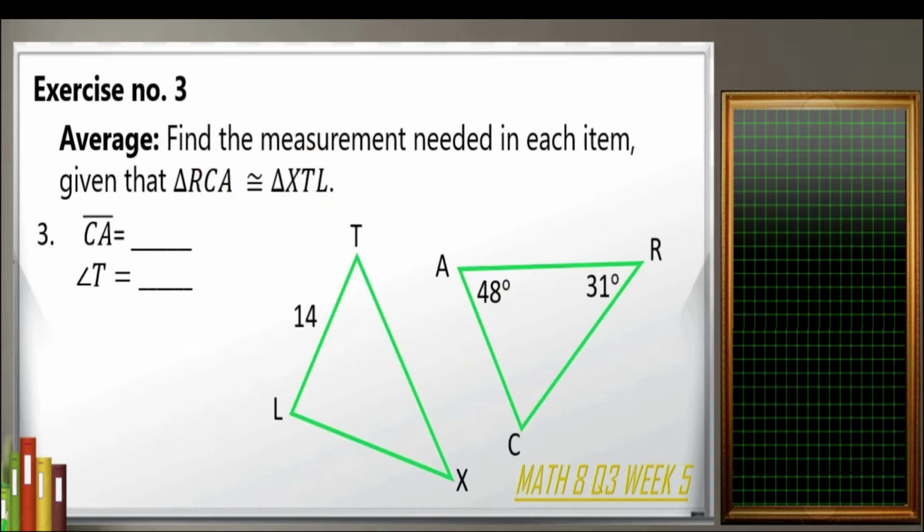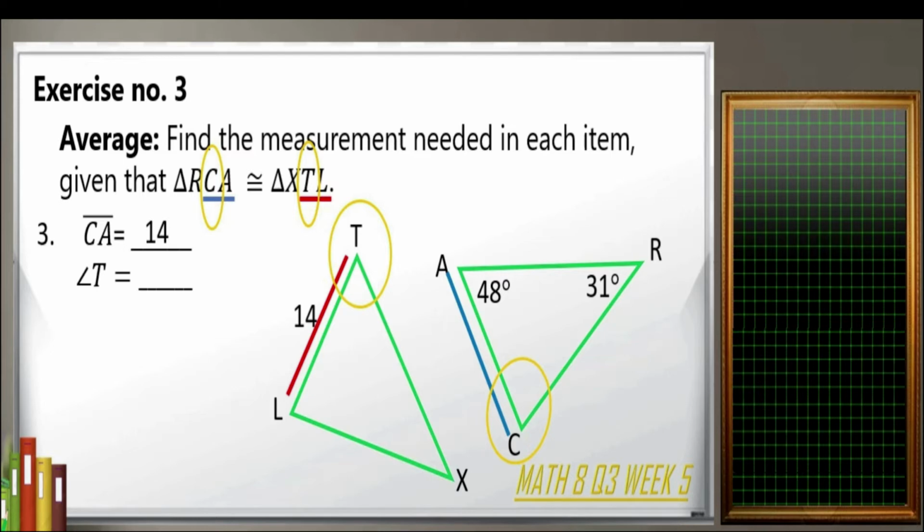For number 3, this is our side CA and this is our side TL. If side TL measures 14, then what is the measurement of our side AC? Correct. The measure of side AC is also 14. And for our angle, this is our angle T, and it corresponds to angle C. Both angle T and angle C do not have any given measurement.